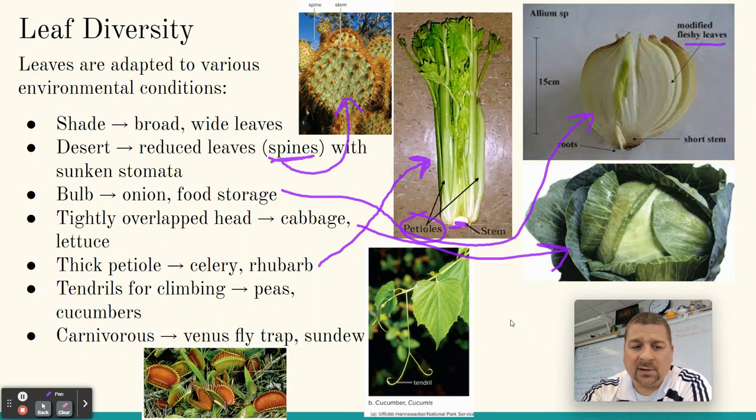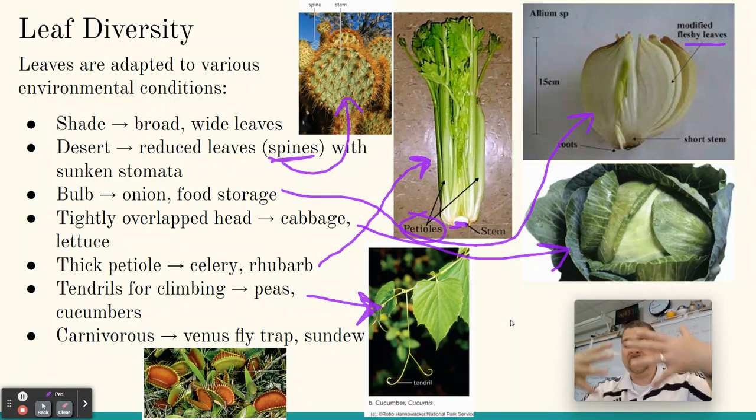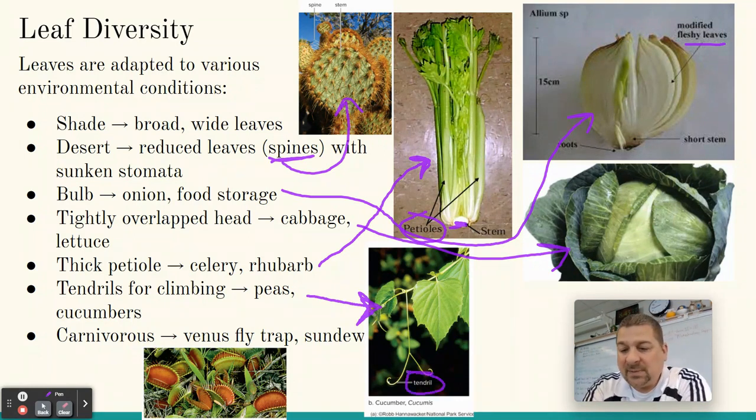Sometimes they're modified for climbing. Cucumbers, peas. When I plant my sugar snap peas here in the spring, I always put up kind of a hog panel fence thing so that when they grow up, their leaves will form little tendrils, which we talked about. Some plants have stems that modify to do that, just to climb up, get towards the sunlight as high as they can.